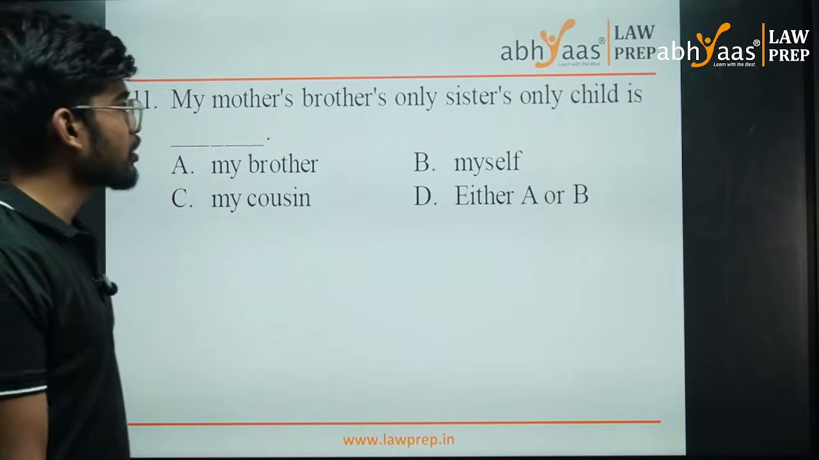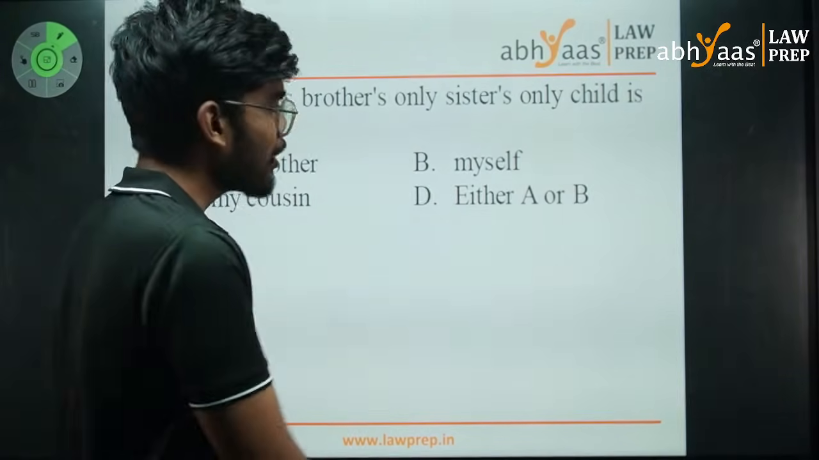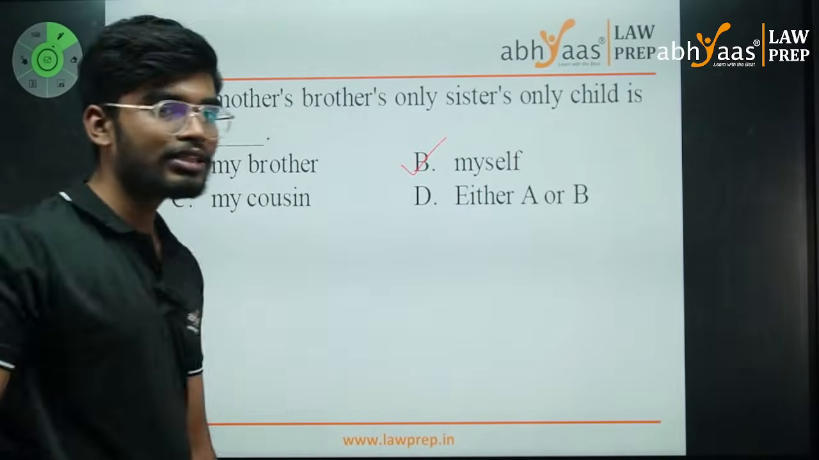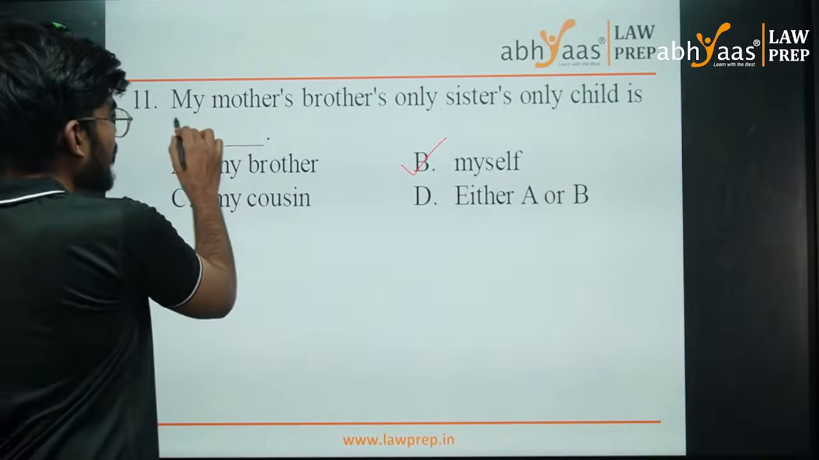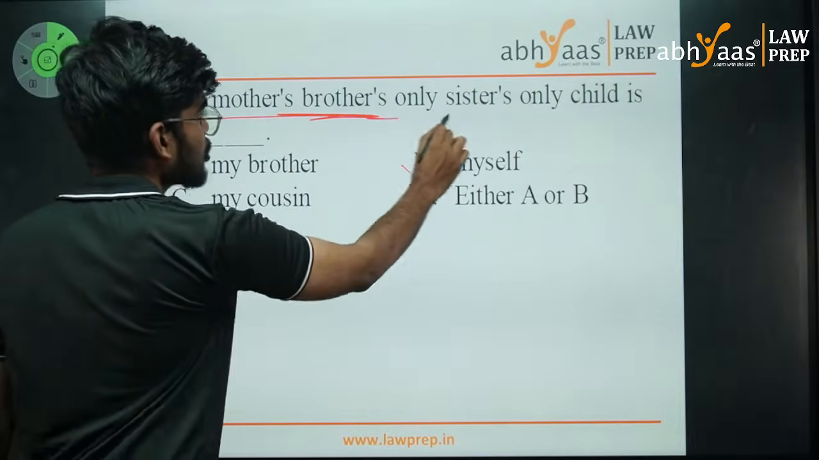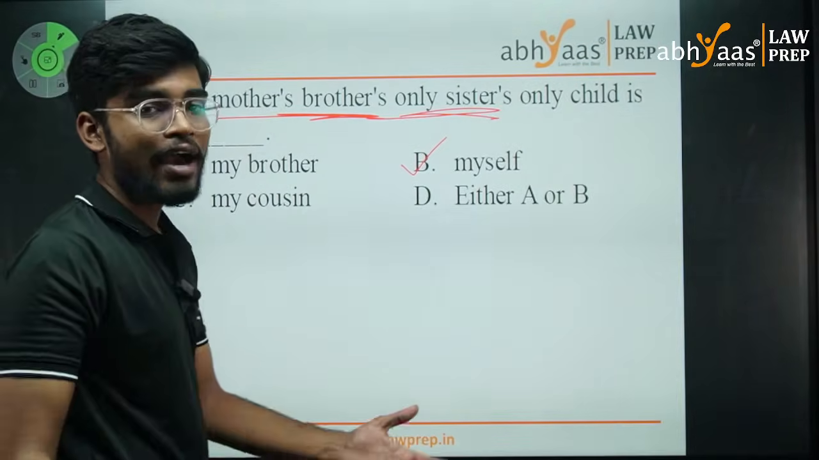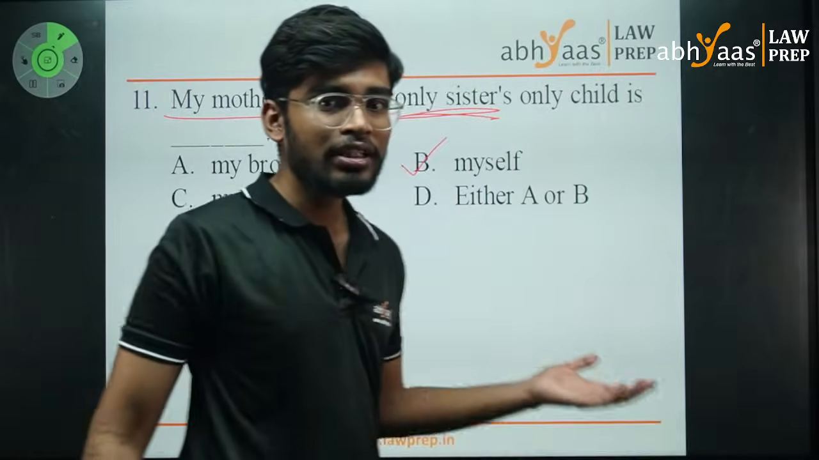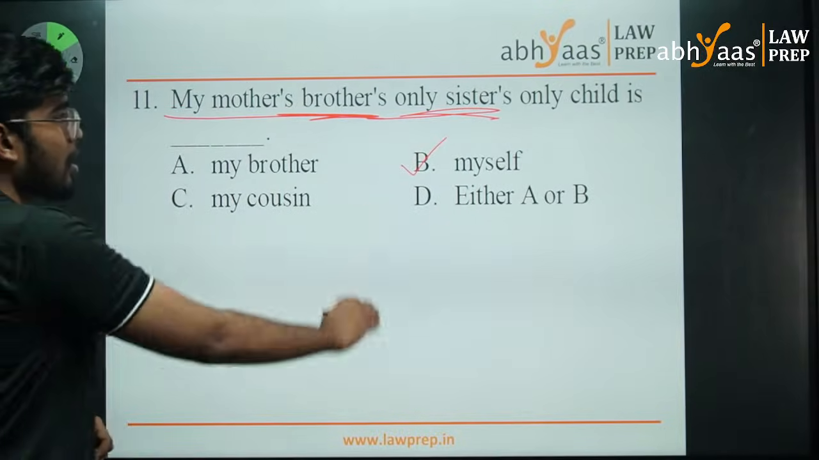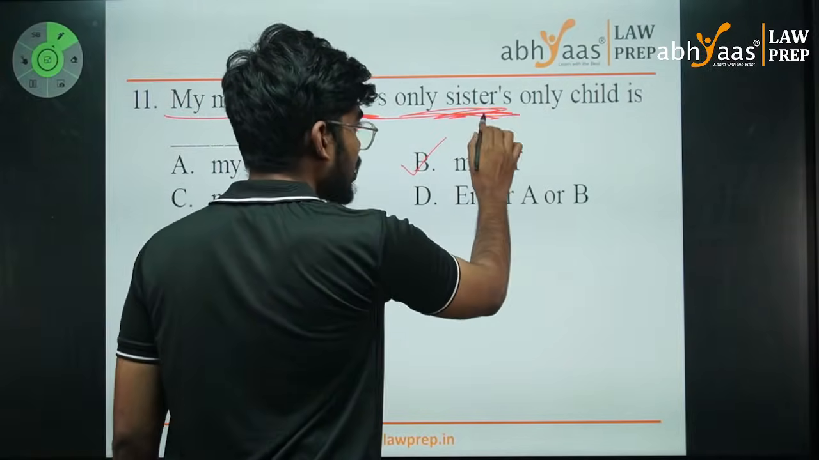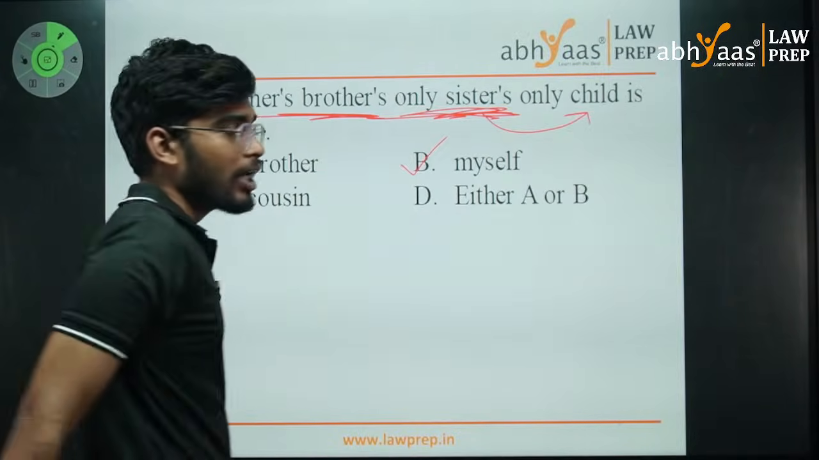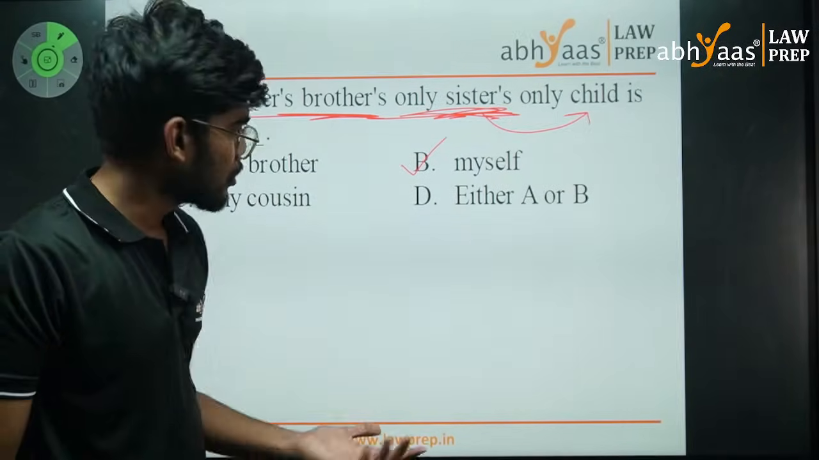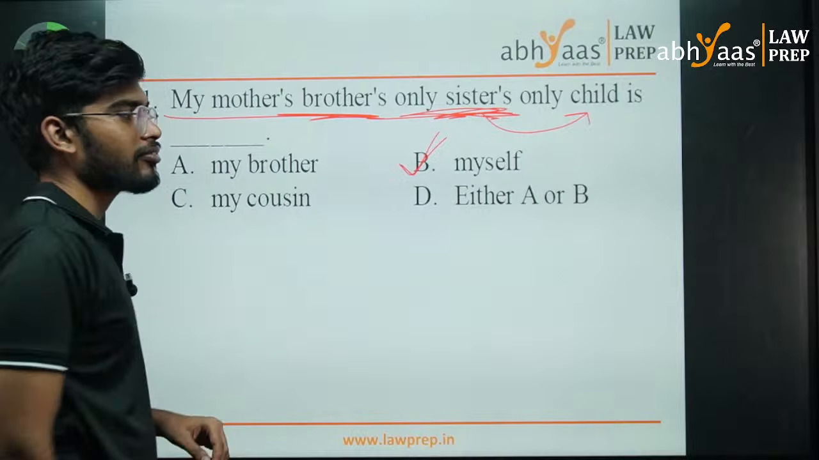The next one. My mother's brother's only sister's only child is myself. Without drawing the diagram, I can say why. My mother's brother means uncle. Uncle's only sister: if your uncle has only one sister, that means she is your mother directly. And if your mother has only one child, that is you. So it is myself.